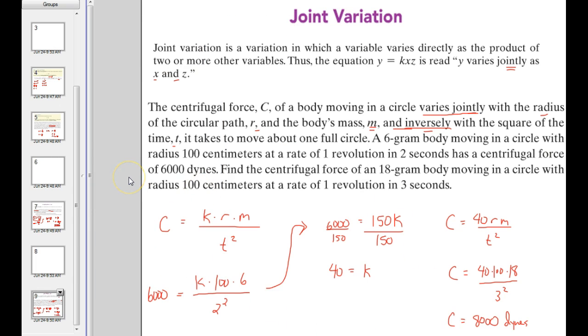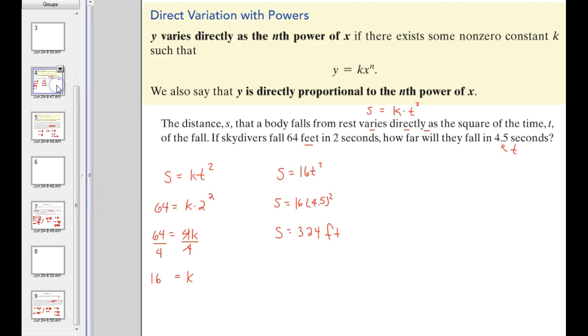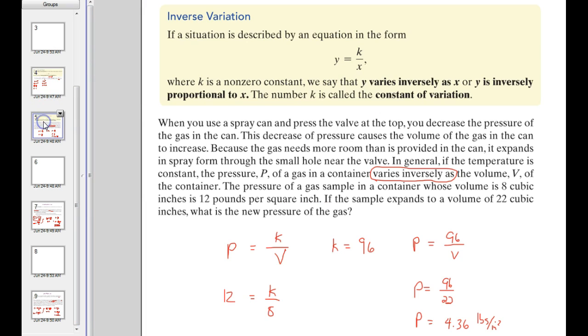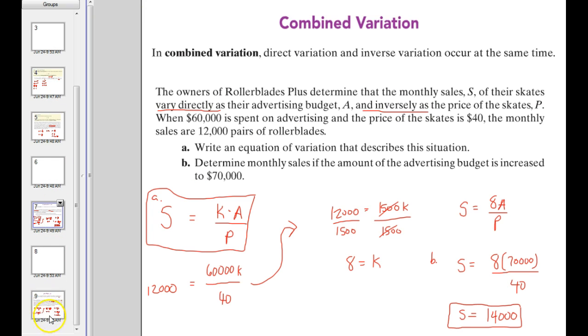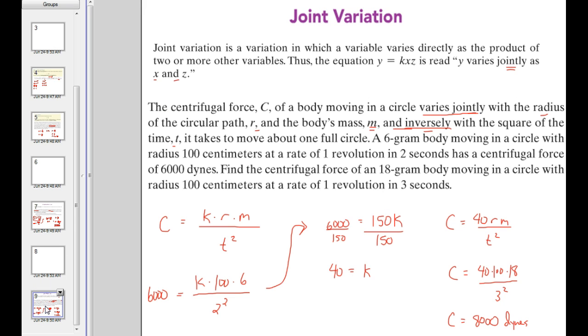Alright, so there's the different types of variation that you'll see in this section. Direct and inverse, if you just see those, that means you've got just division or just multiplication. But when we have the combined and the joint variation, we have more than two things that vary together.